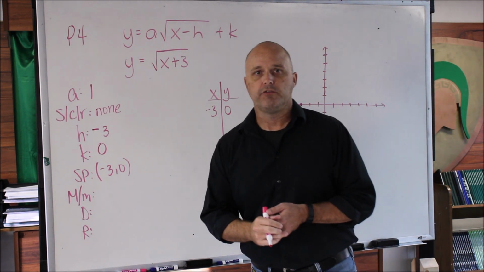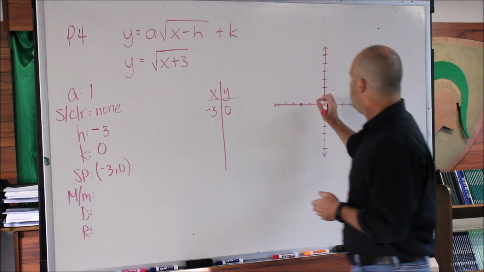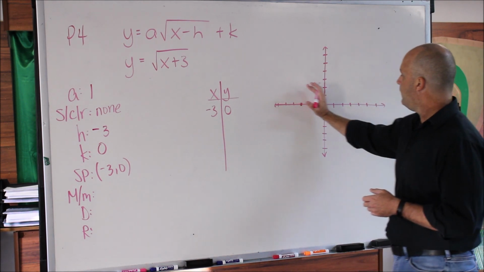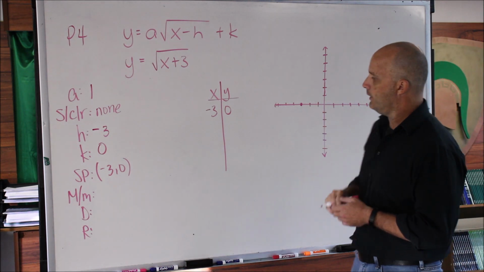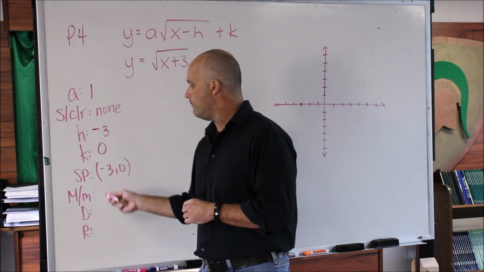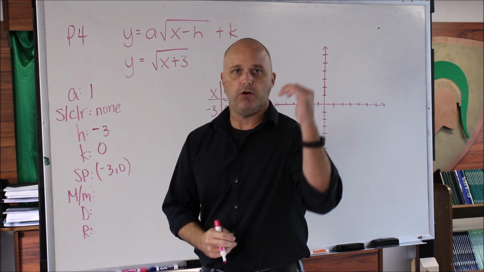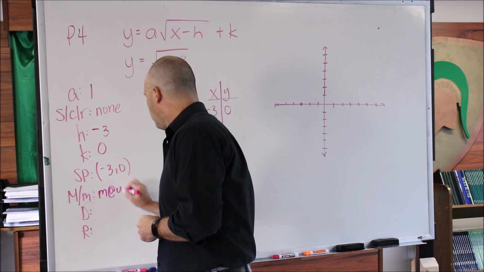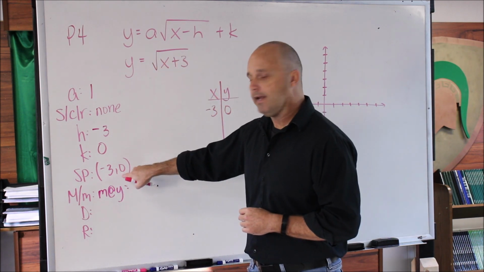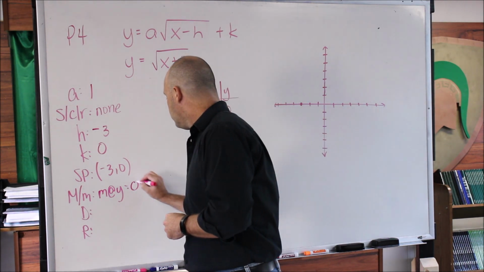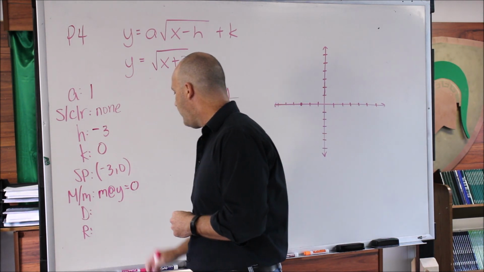Now this graph is going to open up again upwards and to the right, so we know that all of our x values are going to be greater than this point here. But before we get to the domain, let's go ahead and take care of the minimum or maximum. Since it's opening up, we know that we have a minimum, and that minimum is going to be at y equals, again, whatever this value is for y, that's going to be the minimum value for y.